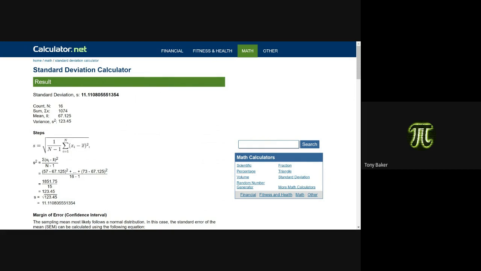My mean was 67.1 or 61? 67.1. Standard deviation is 11.1. Okay. All right, so we've got those values down.